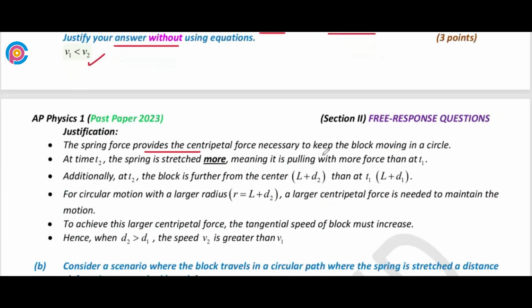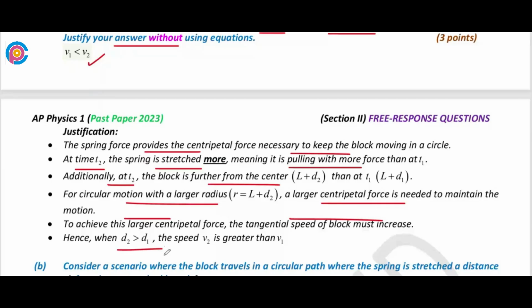Justification: the spring force provides the centripetal force necessary to keep the block moving in a circle. At time t2, the spring is stretched more, meaning it pulls with more force than at t1. Additionally, at t2 the block is farther from the center, at L plus d2, than at t1, at L plus d1. From circular motion, a larger radius needs a larger centripetal force to maintain the motion. To achieve this larger centripetal force, the tangential velocity of the block must increase. Hence, when d2 is greater than d1, v2 is greater than v1. So the answer is v2 is greater than v1.